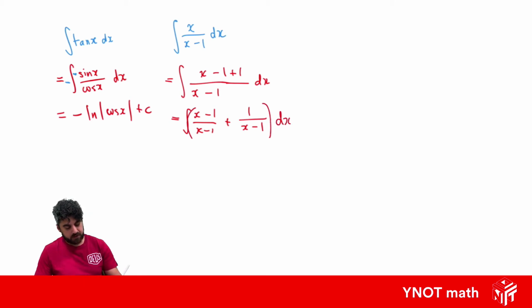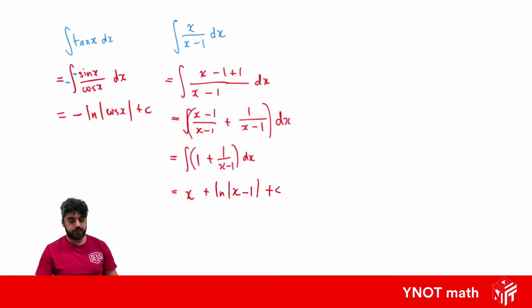Integrating all this with respect to x. Now, x minus 1 over x minus 1 is 1, plus 1 over x minus 1. And this is a lot more doable now because the integral of 1 with respect to x is just x, plus the integral of 1 over x minus 1. Well, the derivative of the denominator is in the numerator. So that's just going to be equal to the natural log of the absolute value of the denominator, which is x minus 1, plus our constant.